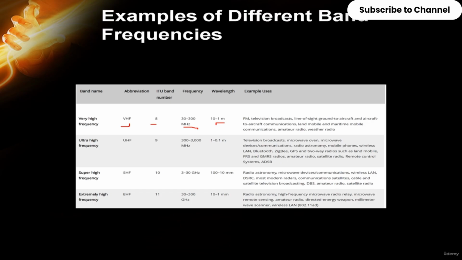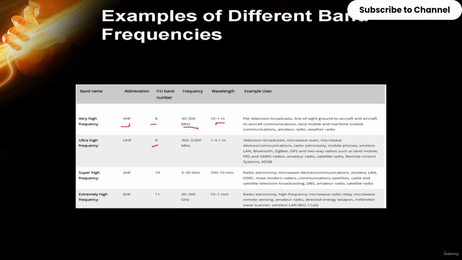And weather radio things. And if we see the ultra high frequency, the ITU band number is 9 and it operates in the frequency of 300 to 3000 megahertz. It is used in various types of real life protocols like Bluetooth, Zigbee, GPS, like that.